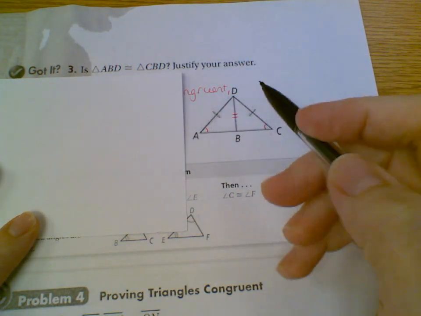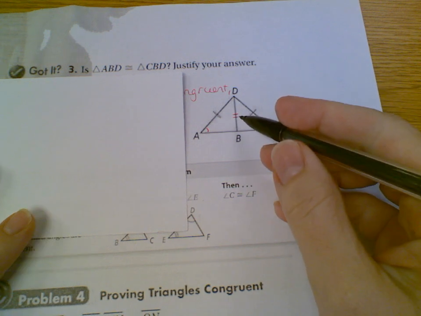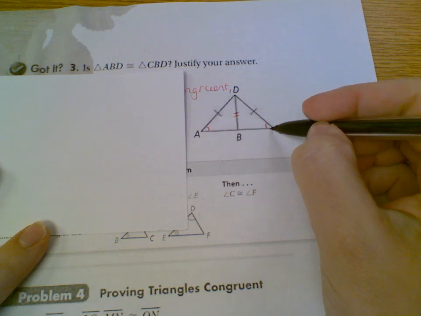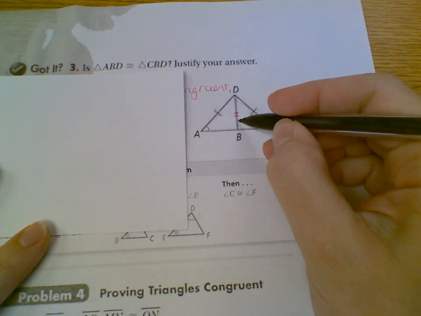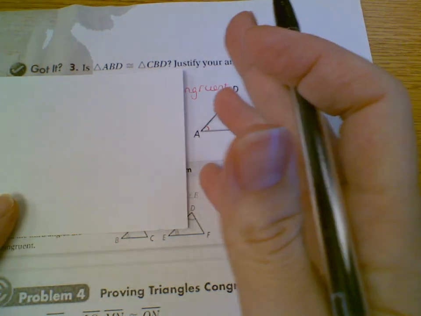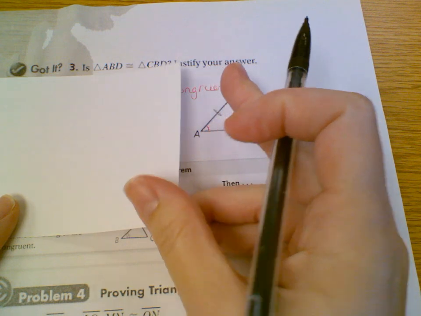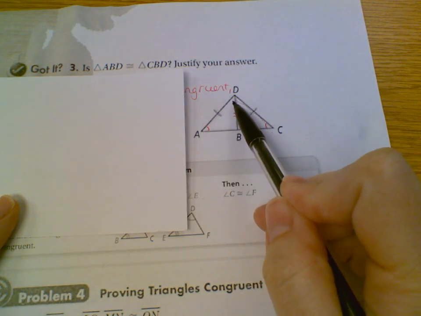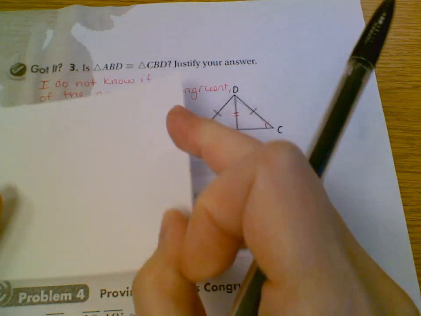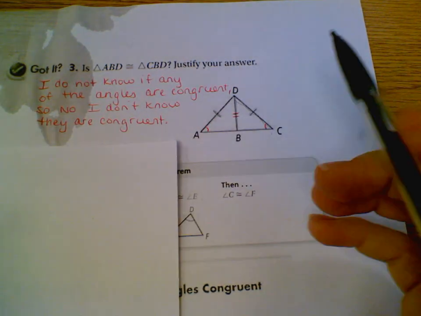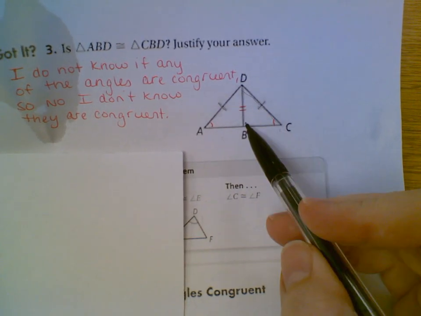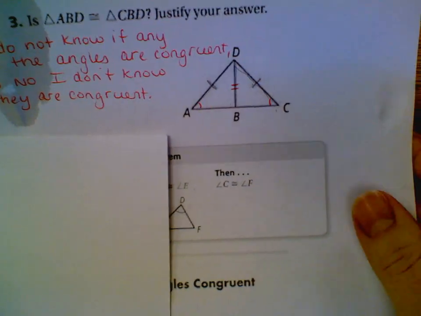The other thing that you're going to want to start getting familiar with is the reflexive property. Notice that you have two small triangles in here and they share this side. So that means that BD would be congruent to itself because it's butting up against itself. There's not enough information here for me to decide if these angles are congruent or if these sides are congruent. So the answer in this would be no, because I don't know if the other pair of sides or the pair of angles are congruent to each other.